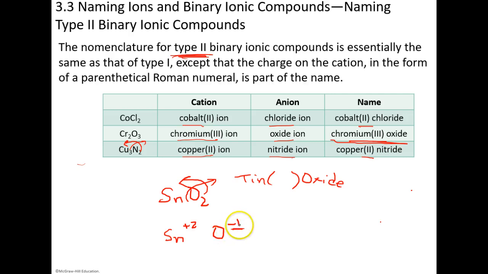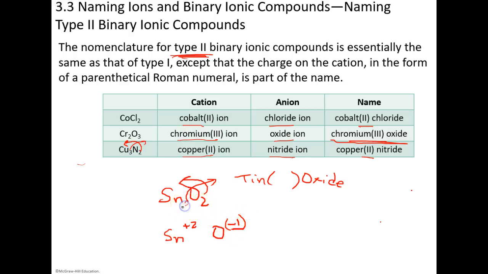Why is oxygen minus 1 not correct? Hopefully you said, well, oxygen always has a minus 2 based off of what we learned in the type 1 binaries. And you are correct. Oxygen has to be a minus 2. Do not forget your rules that we've learned. Oxygen is a minus 2. So why is it a minus 1?